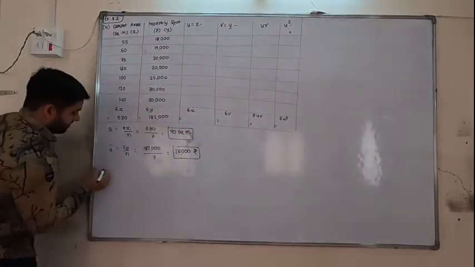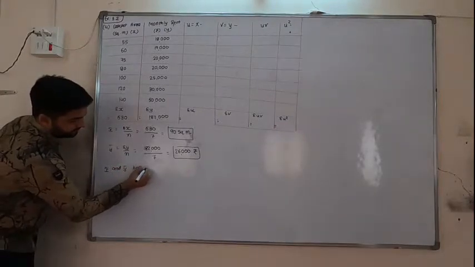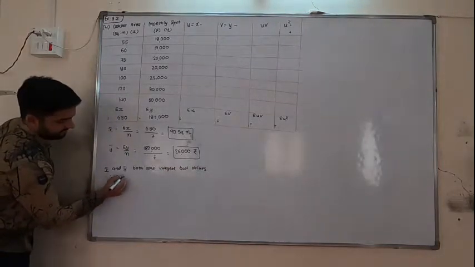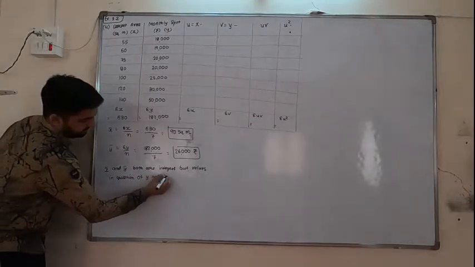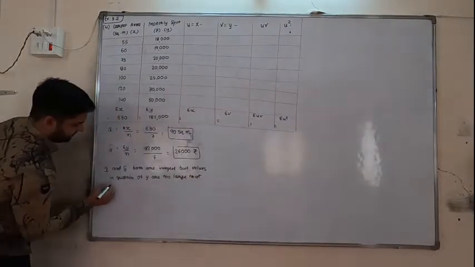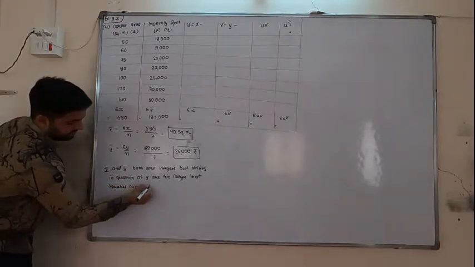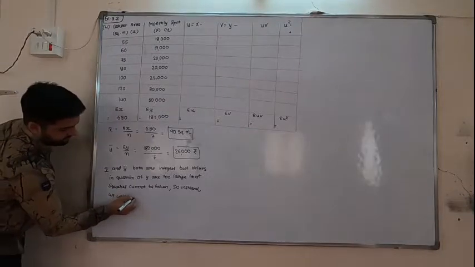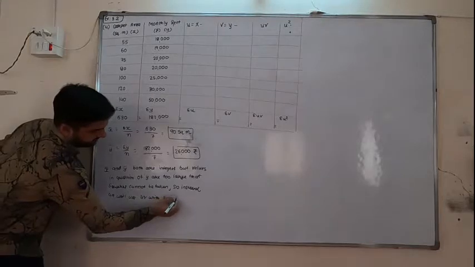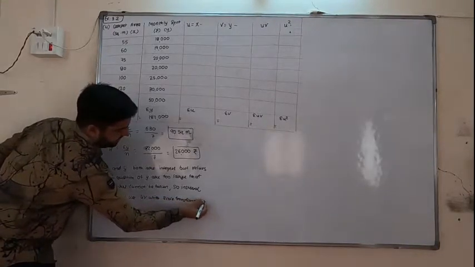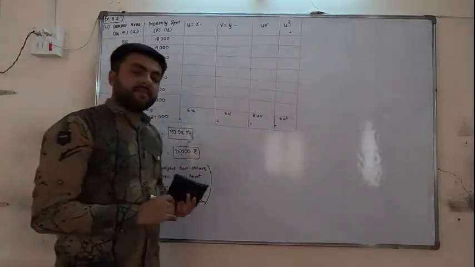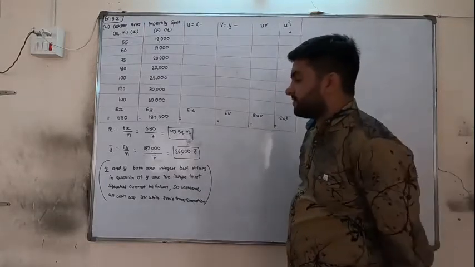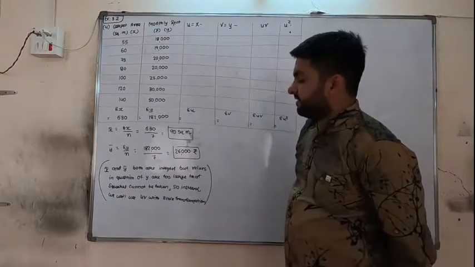Now here we will write one note. Notice that x bar and y bar both are integers, but the values in the question of y are too large that squares cannot be taken, so instead we will use UV with scale transformation. And again, I will repeat, any method you use, your answer will be the same for b. Now we have learned three formulas, any formula you use, your answer will be the same. So what I wrote: x bar and y bar both are integers, but the values in the question of y are too large that squares cannot be taken. So instead we will use UV with scale transformation.